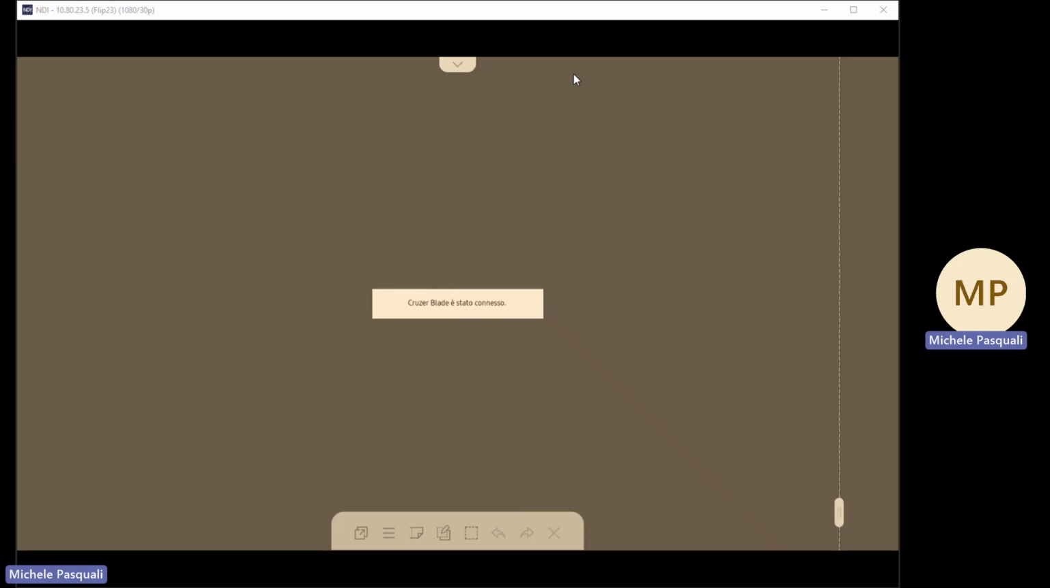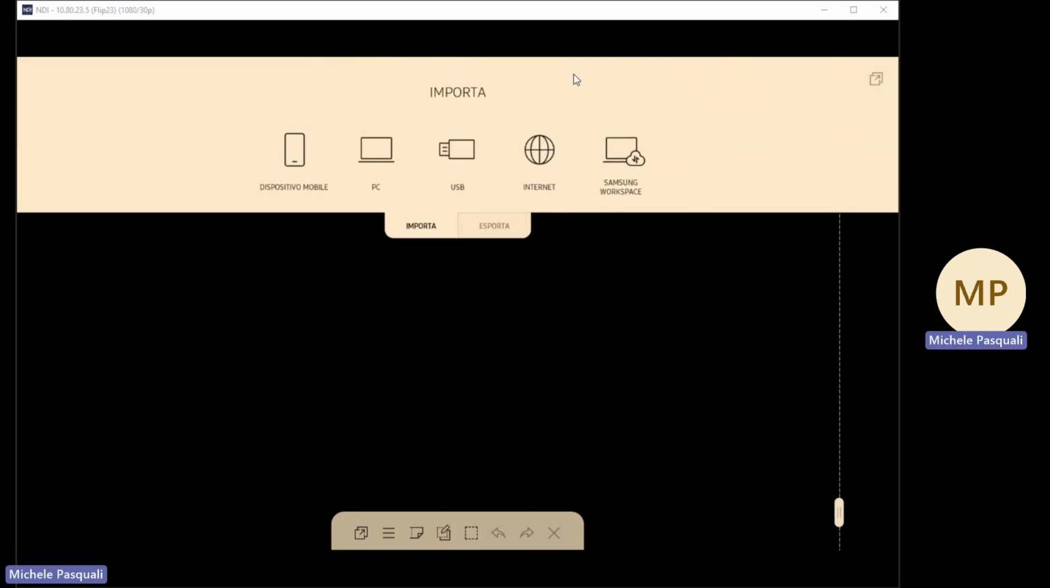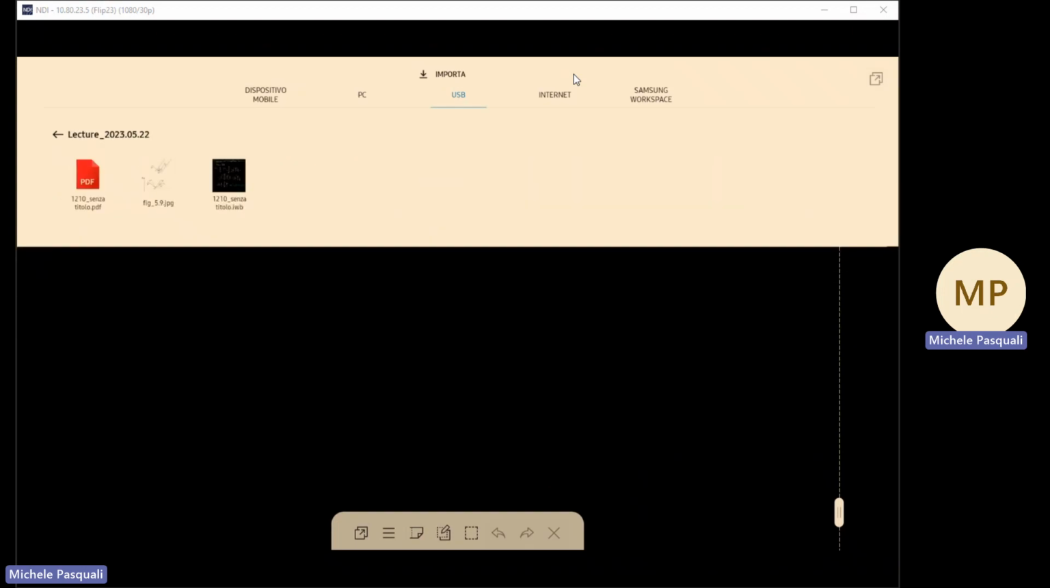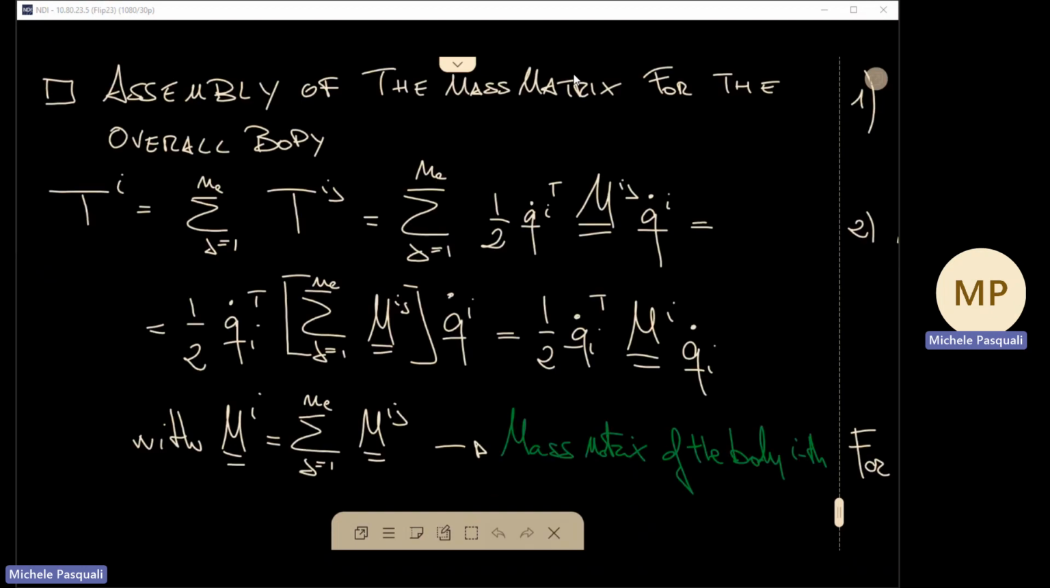So the idea today is to finish the exercise that we started last time, so that we will be able to dedicate the remaining time to the last topic of the course, which is the reduced order modeling technique.